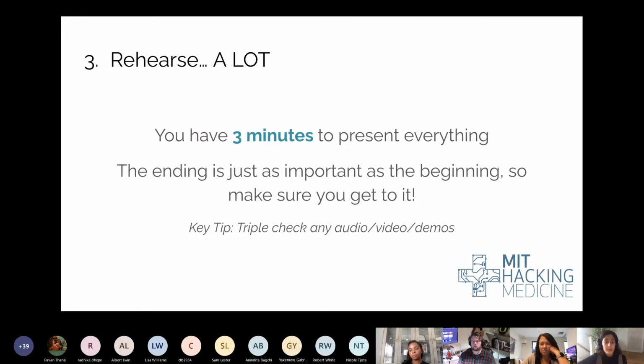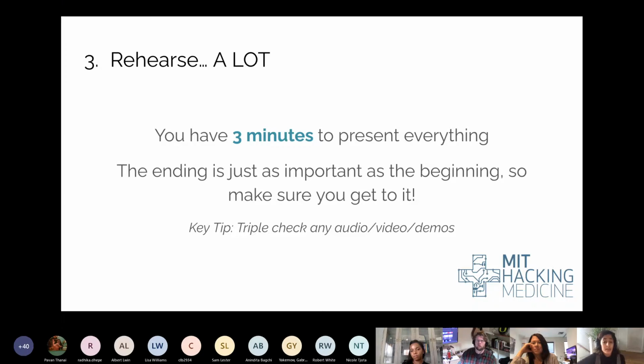Make sure that over the weekend you're rehearsing a lot. You only have 3 minutes to present everything. And even though we emphasize the problem a lot, the ending describing your business model is just as important as the beginning. So make sure that you're able to get to it.